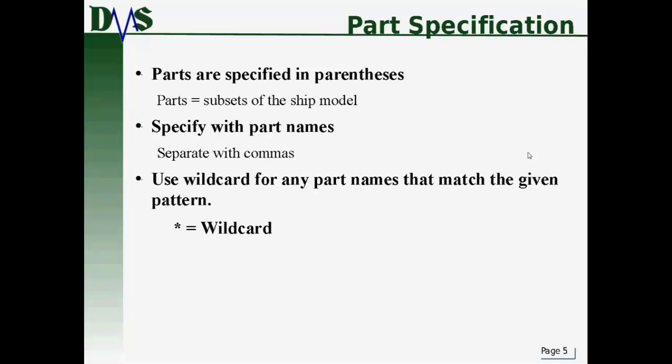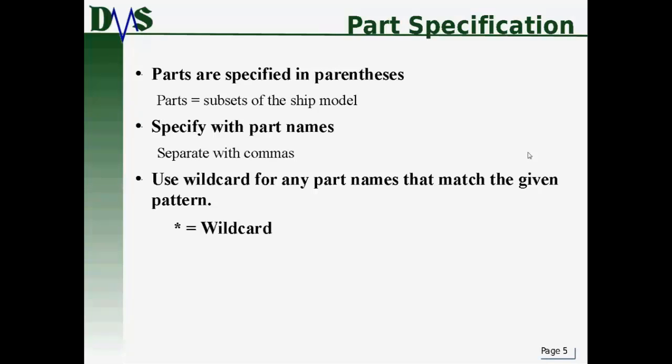So part specification. We'll talk more about this when we get into model building in GHS, but parts are essentially subsets of the ship model. You can think that the ship model is built up of multiple parts, and you can select individual parts within the ship model. For example, a single fuel tank would be one part. And you can even specify multiple parts by putting commas between part names. You can select multiple part names. Also, you can use the wildcard to match any patterns or any part names.